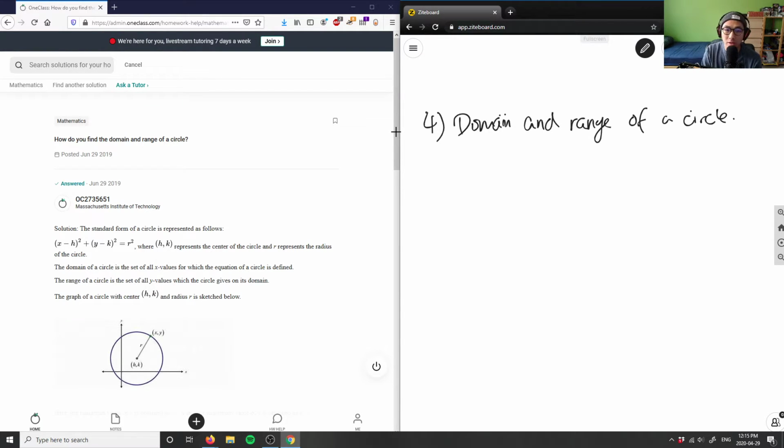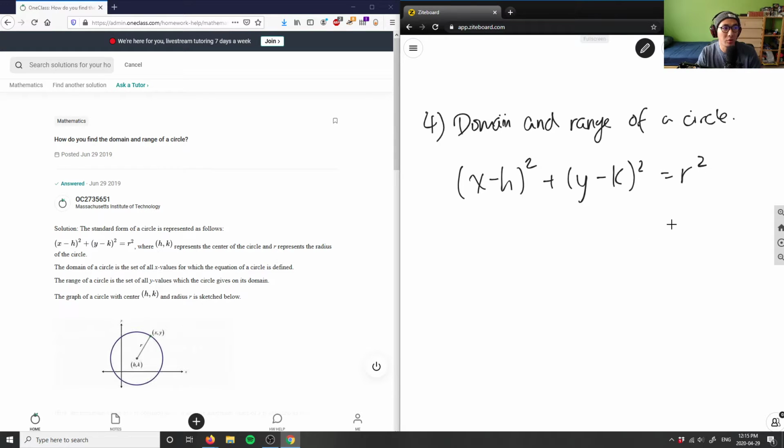So again, with a circle here, it's a standard form, and they wrote this here. This here is a correct formula for a circle. So a circle has this type of formula, and I'm going to copy this because this is the correct one. So this equals r squared here.